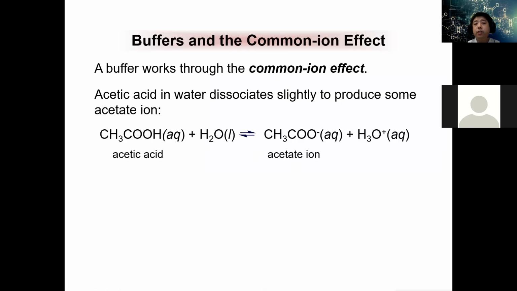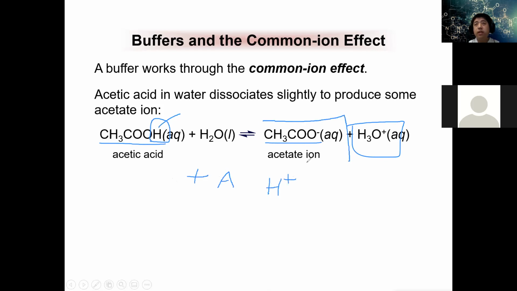How buffers essentially work is through the common ion effect. In the example on the screen, this is my acetic acid, and I'm looking at just this H right here. If I take away the H, it becomes my conjugate base, and then I have some kind of acid here. If I add in an acid, it should be H+. What is going to interact with the H+? Is it going to be the acetate or the acetic acid?